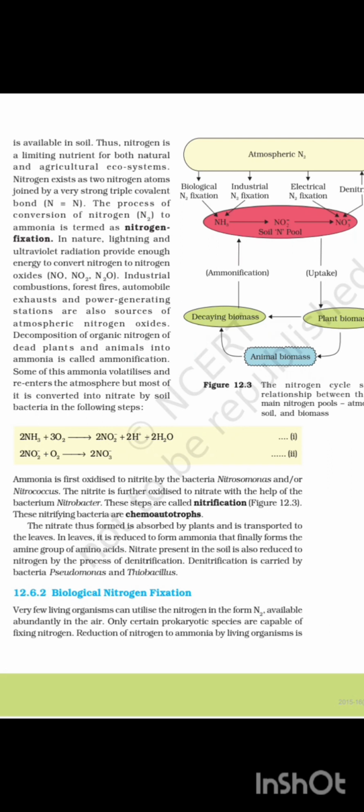Nitrogen exists as two nitrogen atoms joined by a very strong triple covalent bond. The process of conversion of nitrogen to ammonia is termed nitrogen fixation. In nature, lightning and ultraviolet radiation provide enough energy to convert nitrogen to nitrogen oxide. Industrial combustion, forest fires, automobile exhaust, and power generating stations are also sources of atmospheric nitrogen oxide. Decomposition of organic nitrogen of dead plants and animals into ammonia is called ammonification.